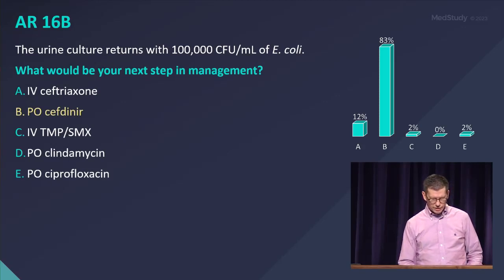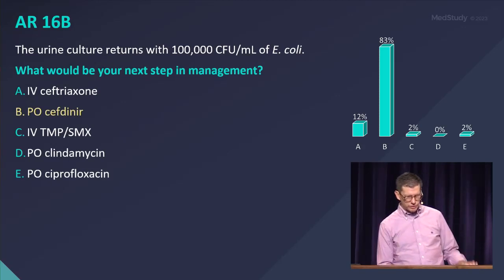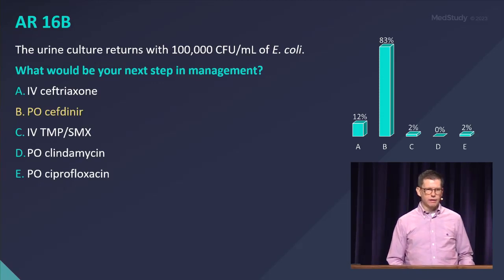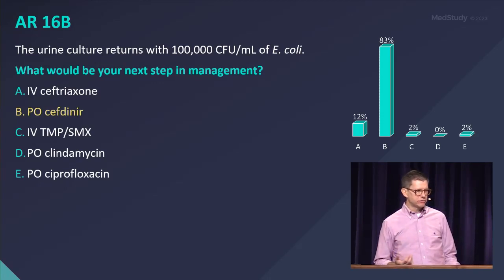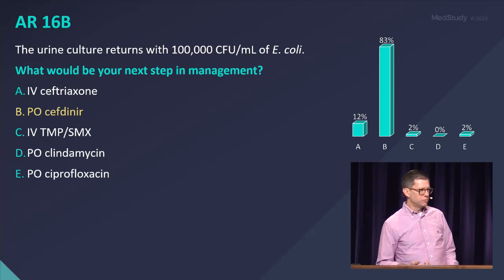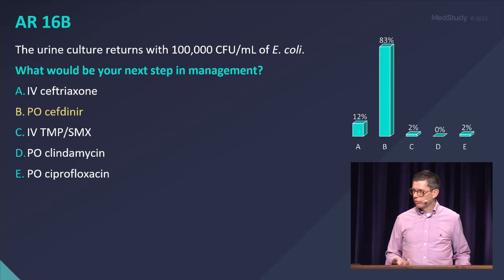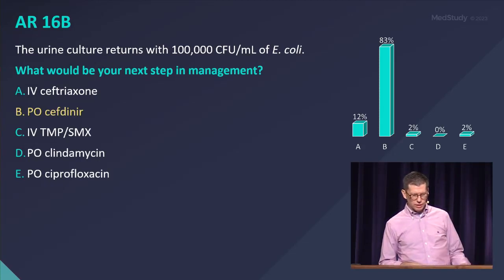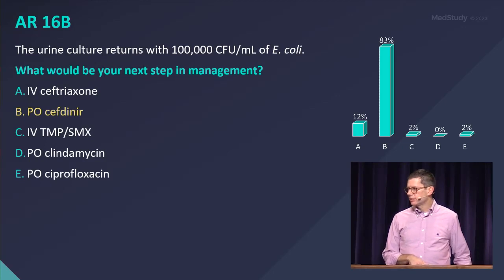Right? B, PO cefdinir. Excellent, right? So this kid was not admitted to the hospital, so you don't need to give IV ceftriaxone. If the kid was admitted and needed to be on IV therapy, ceftriaxone would be a reasonable choice. And then PO cefdinir would be good. A second generation cephalosporin like cefuroxime would be fine as well. Again, we don't do IV TMP-SMX. We would do PO TMP-SMX if we needed to.